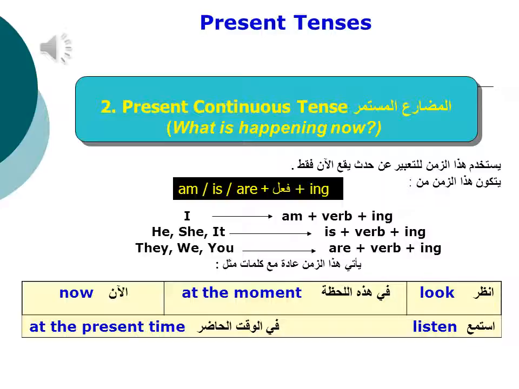In the table below, there are some words that are normally used with the present continuous. Words like now: I'm talking to you now. At the moment: you are listening to me at the moment. Look, the sun is shining. At the present time: you are learning English at the present time. Listen, someone is knocking at the door.